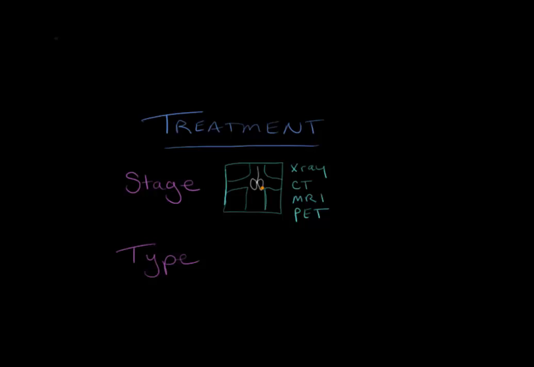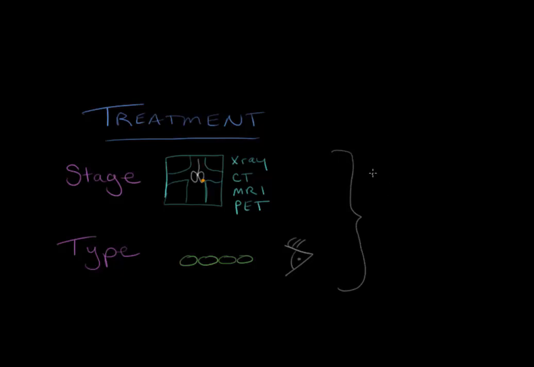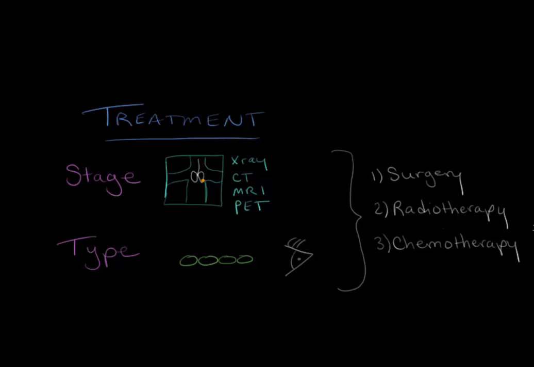Now, the type is determined by actually looking at the cancer cells in a sputum sample or a tissue biopsy that's taken from the cancer patient. And all this information, running out of room, let me give myself a little bit more space. All this information is used to determine the duration of treatment and whether the patient will receive surgery or radiotherapy or chemotherapy or some sort of combination of these three.